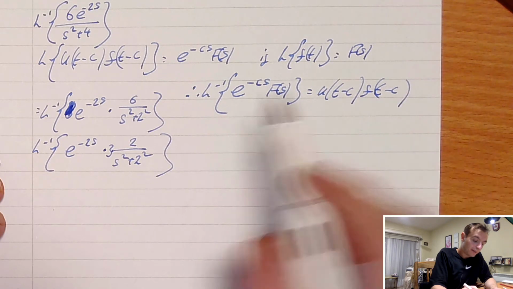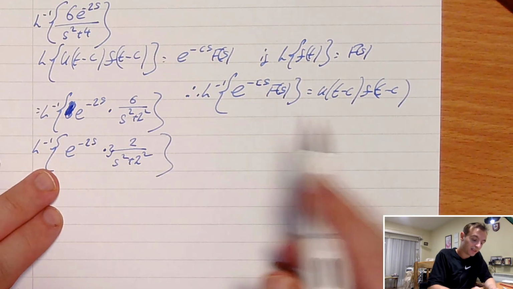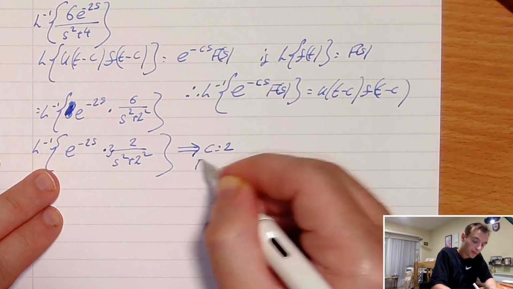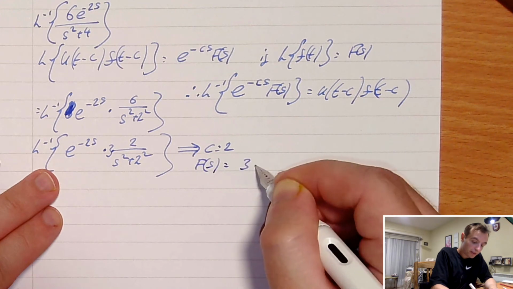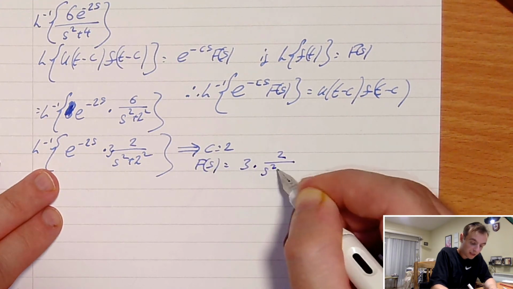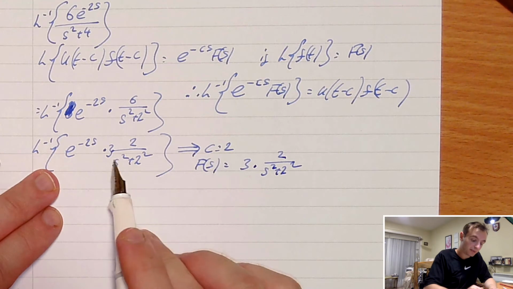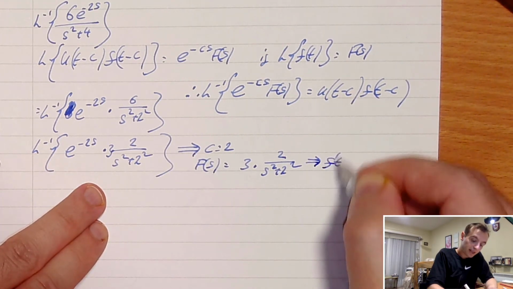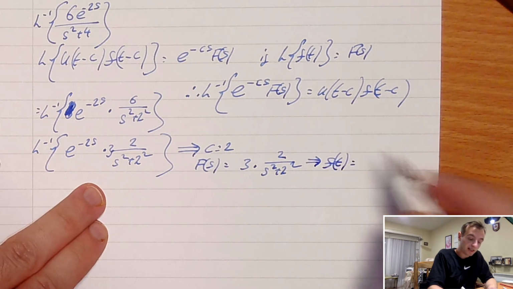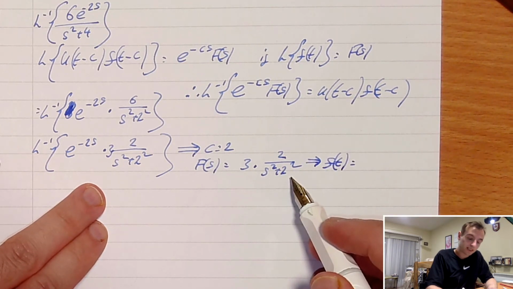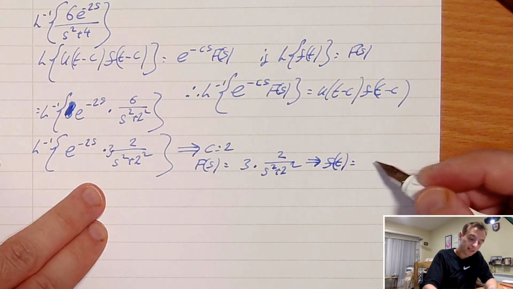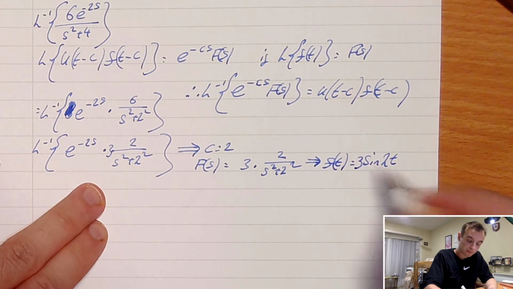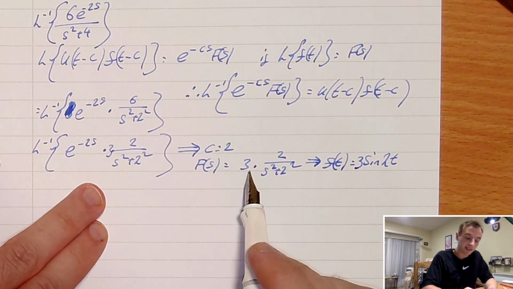So we can see that e to the minus 2s gives us the shift, which is 2. So this implies that c equals 2, and F(s) equals 3 dot 2 on s squared plus 2 squared. I'm just taking that component over here. That implies f(t), the inverse of this, is going to be, remember this is an a on s squared plus a squared, so that's going to be a sine 2t times 3, because we've got a linear factor here of 3.